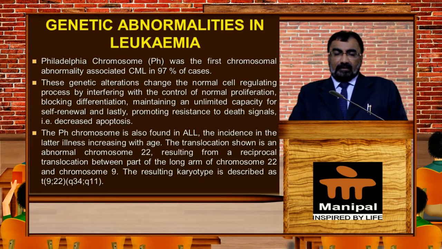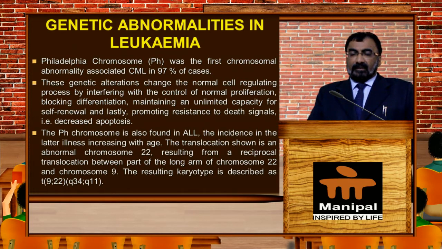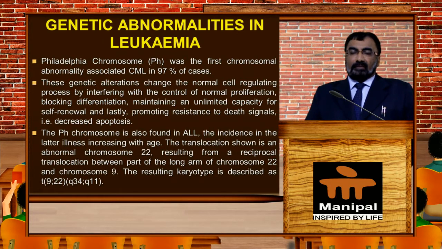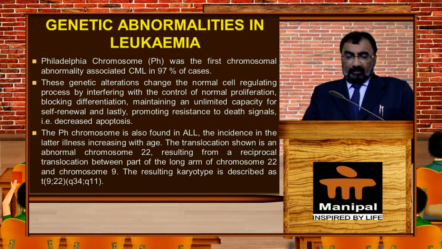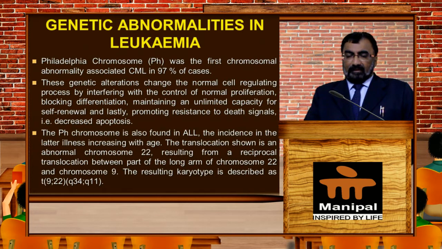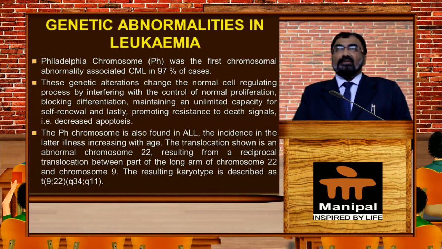Among the genetic abnormalities in leukemias, the Philadelphia chromosome was the first chromosomal abnormality associated with chronic myeloid leukemia. 97% of the cases of chronic myeloid leukemia are associated with the Philadelphia chromosome. These genetic alterations change the normal cell regulation and interfere with the control of normal proliferation, blocking differentiation, maintaining an unlimited capacity for self-renewal, and lastly promoting resistance to death signals, that is decreased apoptosis. The Philadelphia chromosome is also found in acute lymphocytic leukemia.